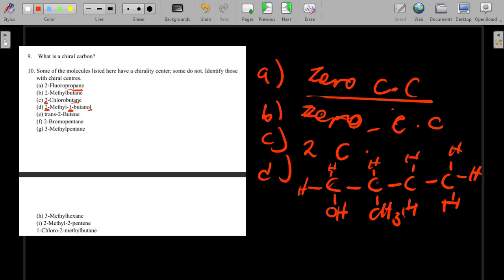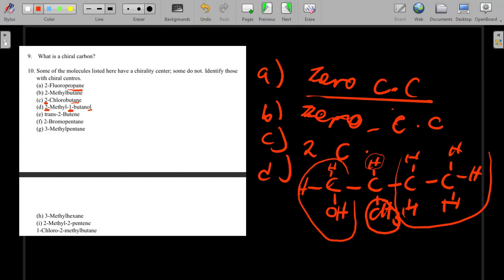So here we have a hydrogen atom attached to this carbon. You have a methyl group attached to this carbon. You have an ethyl group attached to this carbon. And you have this group attached to this carbon. This is not a methyl group. It's an alcohol. Okay, so these are 4 different groups attached to this carbon. So there you can clearly see that also here carbon number 2 is a chiral carbon.